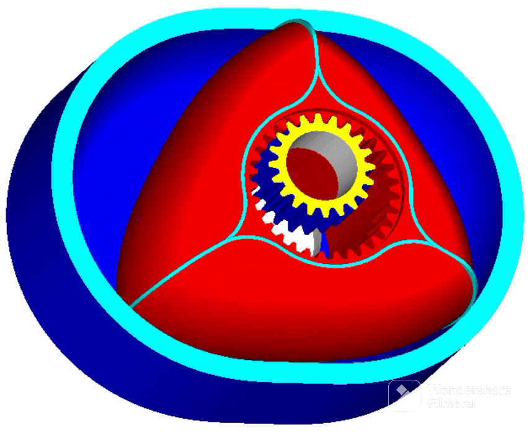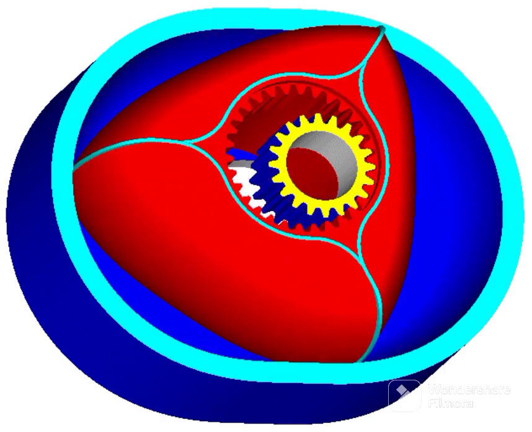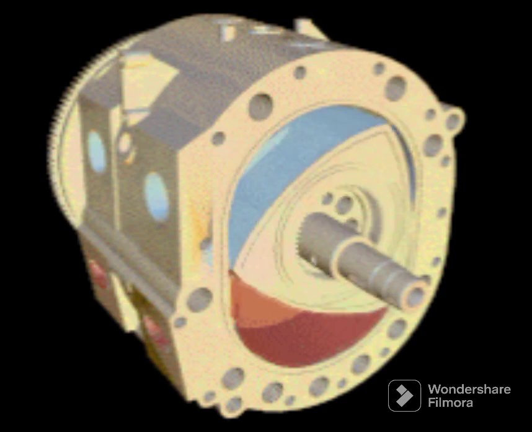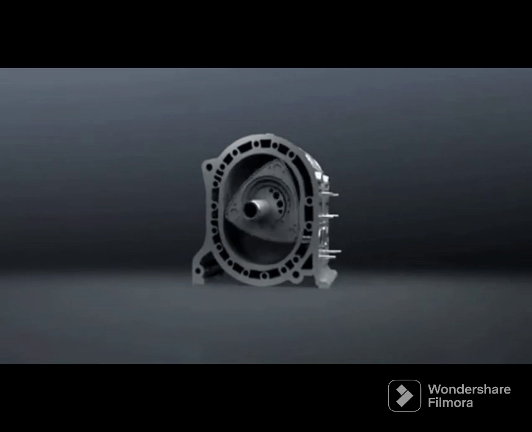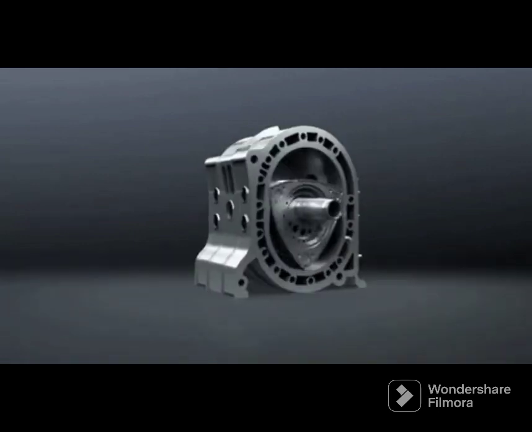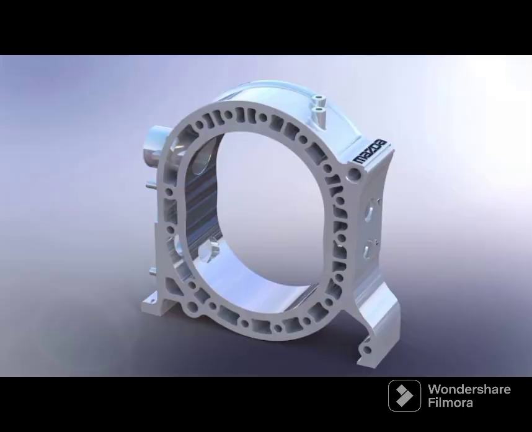A rotary engine, also known as a Wankel engine, is a type of internal combustion engine that uses a rotor instead of reciprocating pistons to produce power. The engine has three main parts: the rotor, housing, and eccentric shaft. The rotor is a triangular-shaped component that rotates inside the housing, which is a peanut-shaped enclosure.